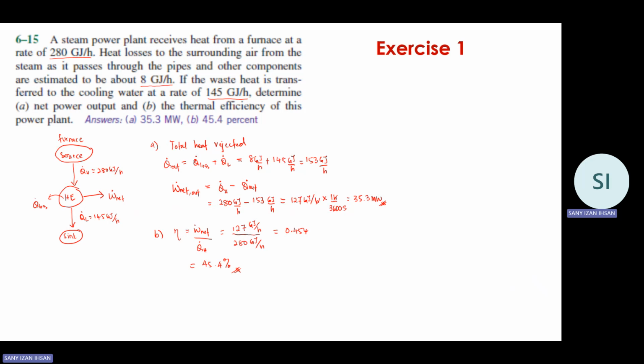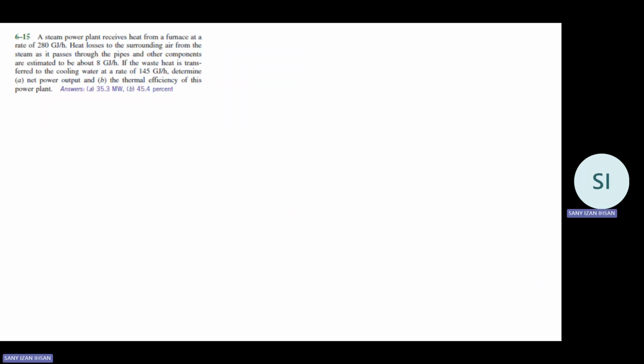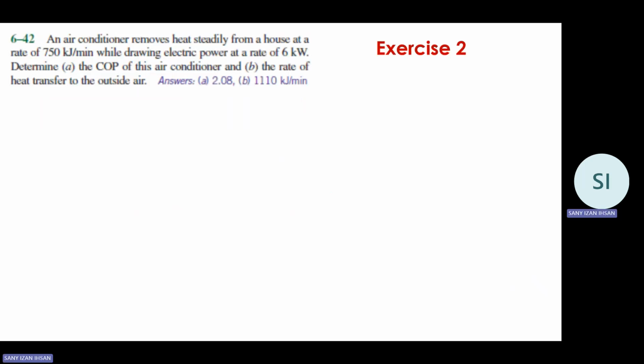That is the first problem. Let's go to the second problem.